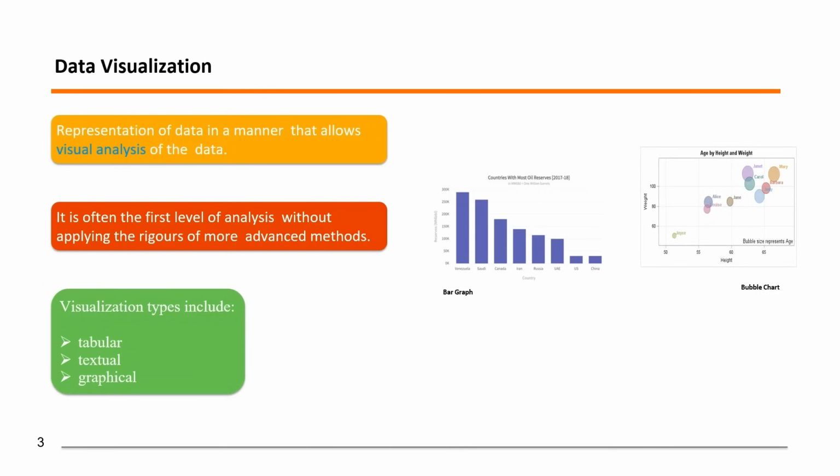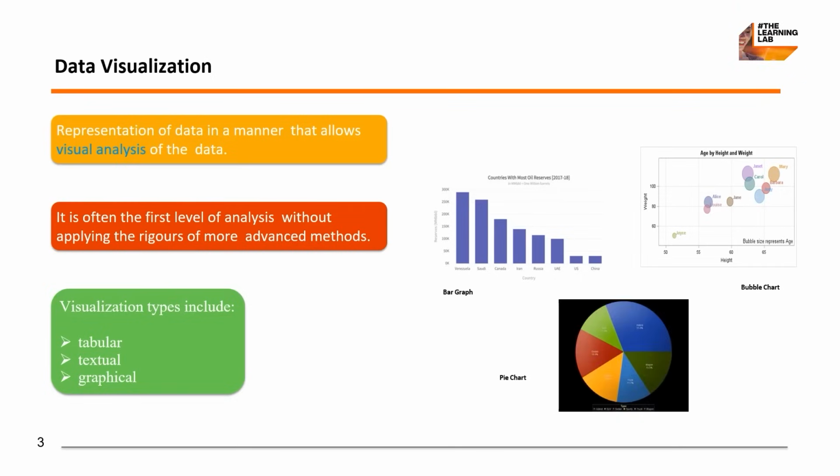Next is a bubble chart. We have the height and weight of different students. One interesting thing about a bubble chart is it allows you to visualize data which has more than two dimensions in a two-dimensional plane. So if you can see here, there's a statement which says the size of the bubble represents the age of the students. So apart from height and weight, we also have information about the age of the students on the bubble chart.